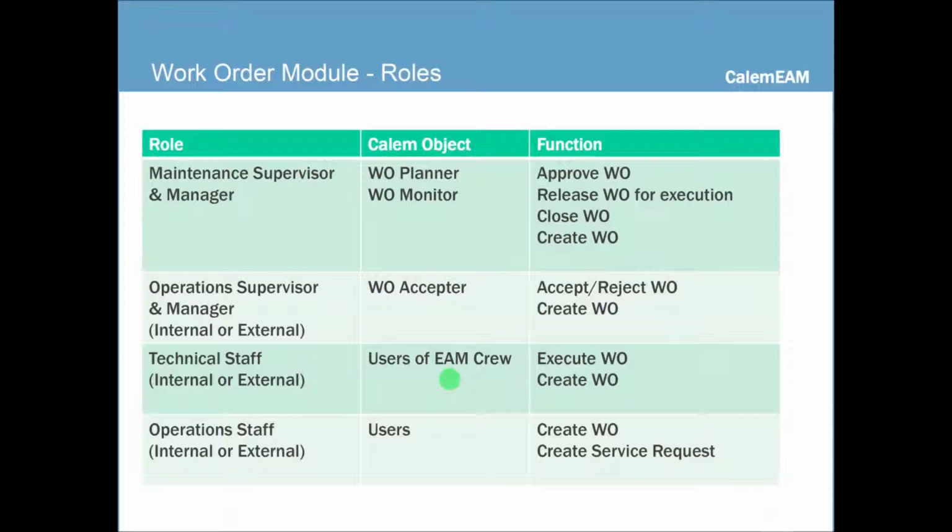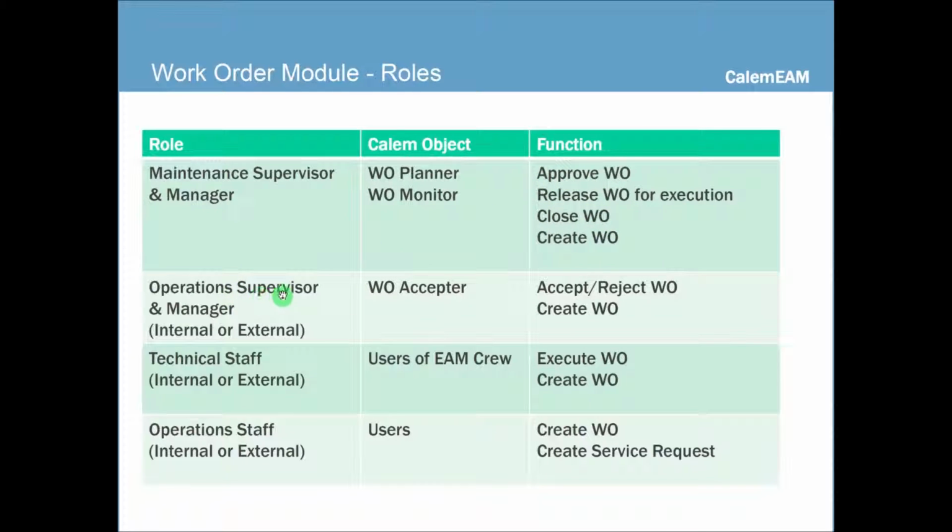Let's take a look at the roles in work orders. We have maintenance supervisors and managers. They're mapped to work order planner and work order monitor in Calem. Their job is to approve work orders, release work orders for execution, close work orders, and create work orders. And they also do the planning.